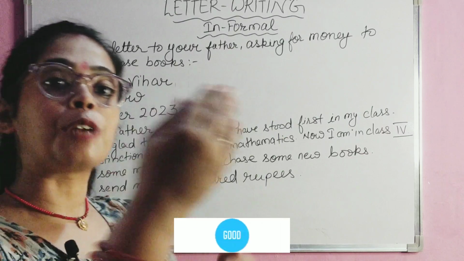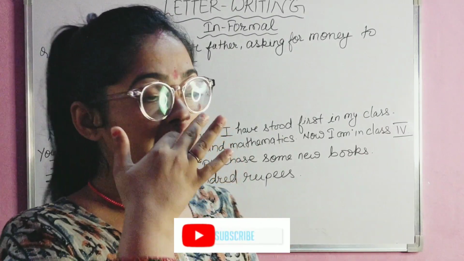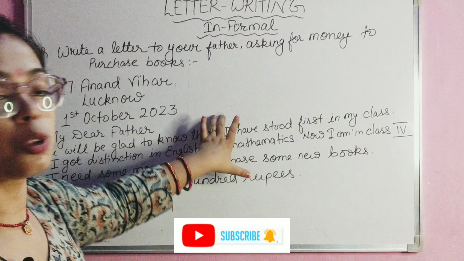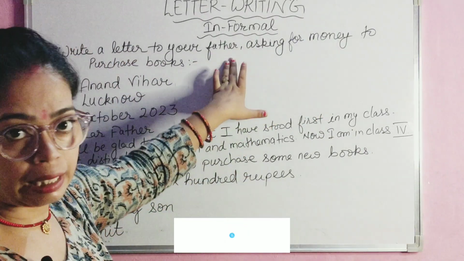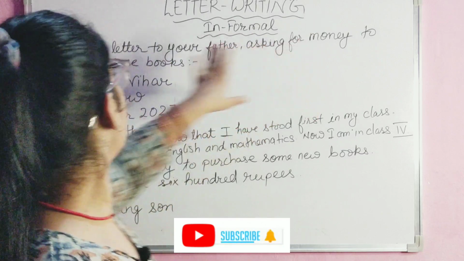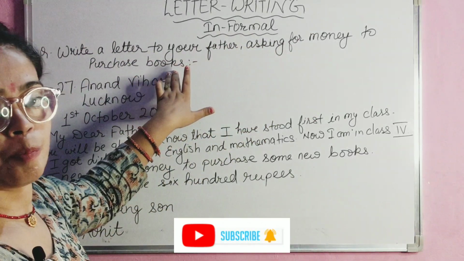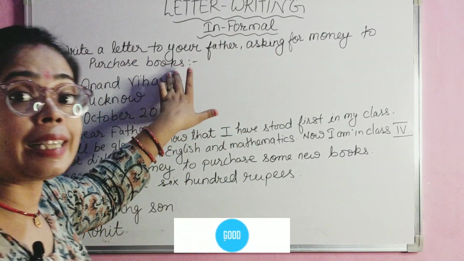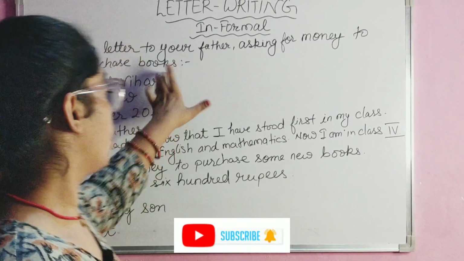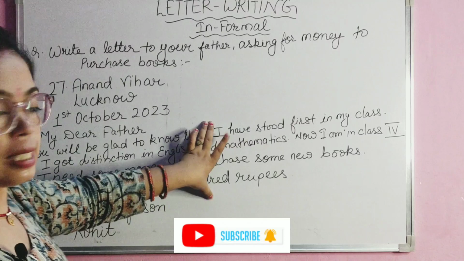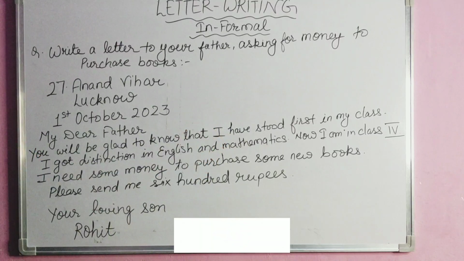After that you have to write the body. What does the body mean? Whatever the question asks. The question asks, write a letter to your father asking for money to purchase books. So you have to write a letter to your father asking for money for purchasing the books. So the body is here. Have a look.